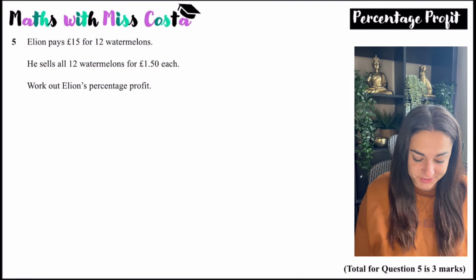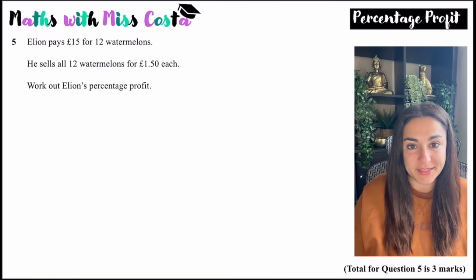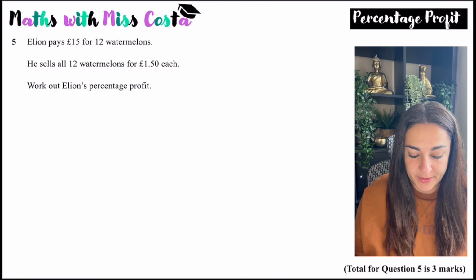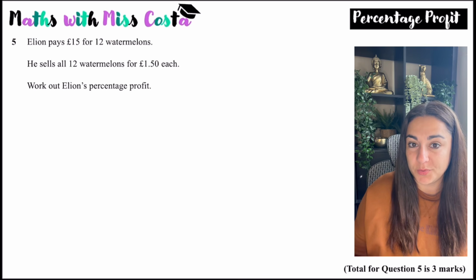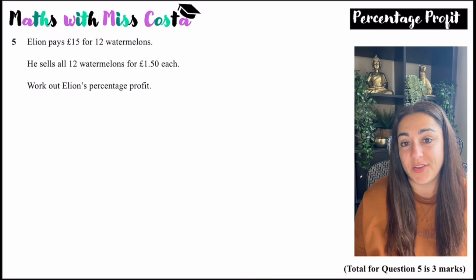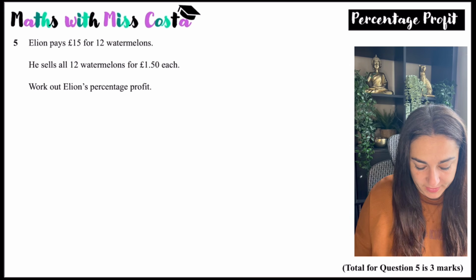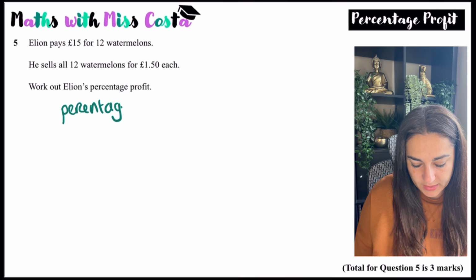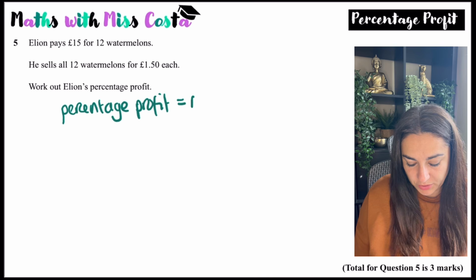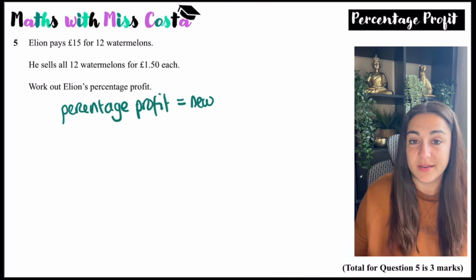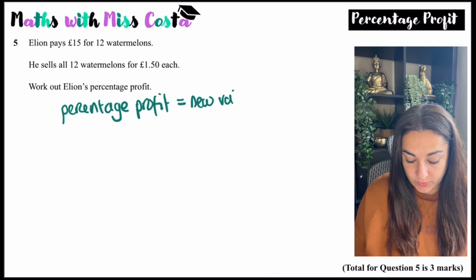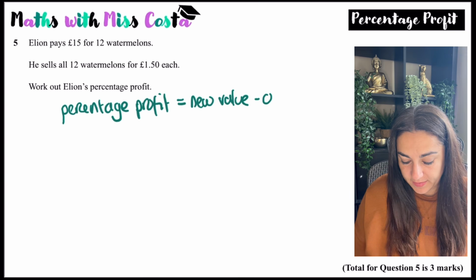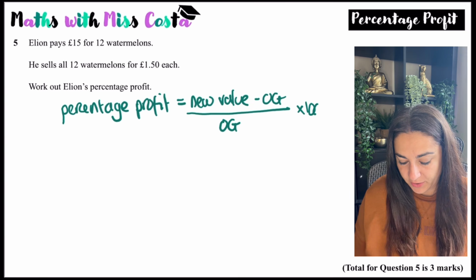Okay, so in this question, I'm told that Elion pays £15 for 12 watermelons, and that he then sells all 12 watermelons for £1.50 each. I then need to work out his percentage profit. So in general, for percentage profit, the formula is to work out what the new value, or the final value, is, which we are yet to do, subtract the original value, divide it by the original value, and times by 100.